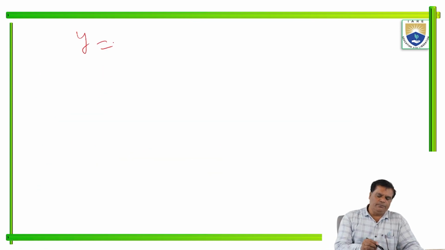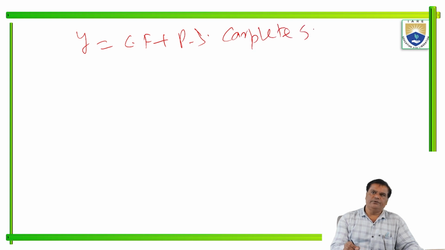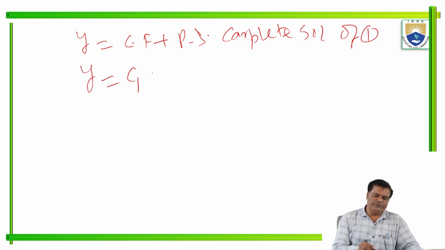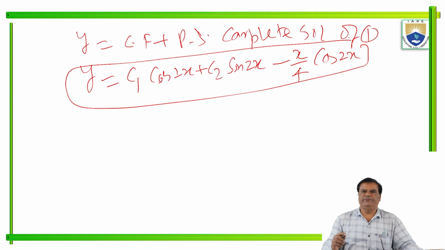Now the complete solution: y equals the complete solution CF plus PI. This is the complete solution of question one. So y is equal to CF, C1 cos 2x plus C2 sin 2x, plus PI, minus x upon 4 and cos 2x. So this is the complete solution of the given question.